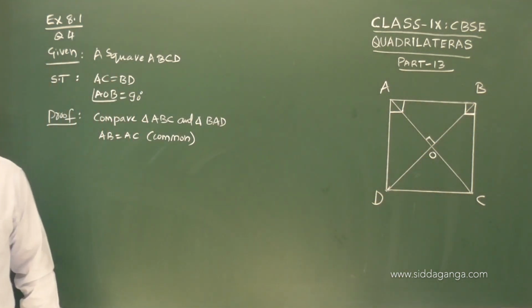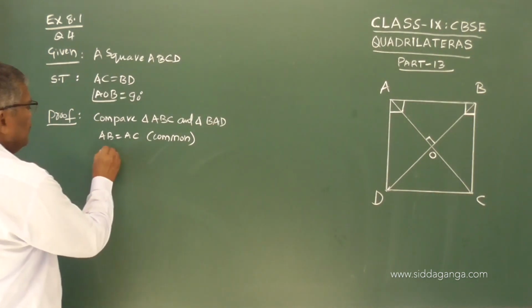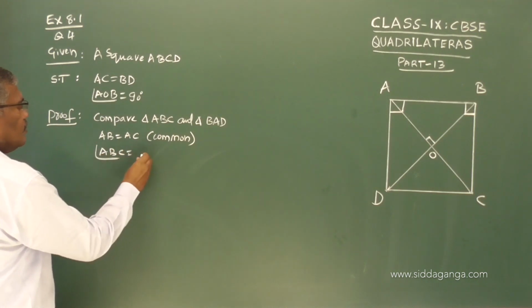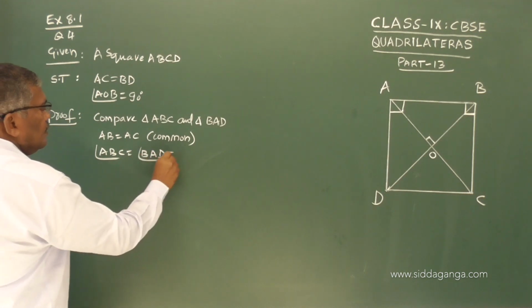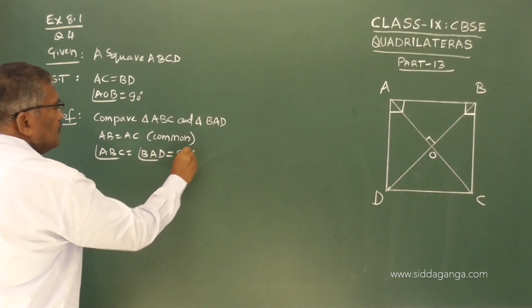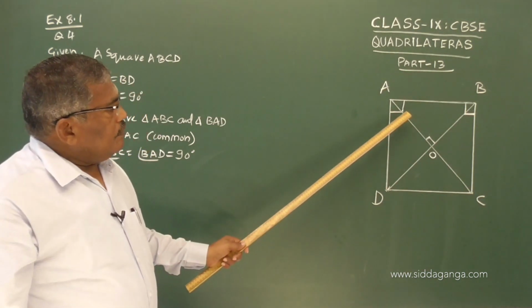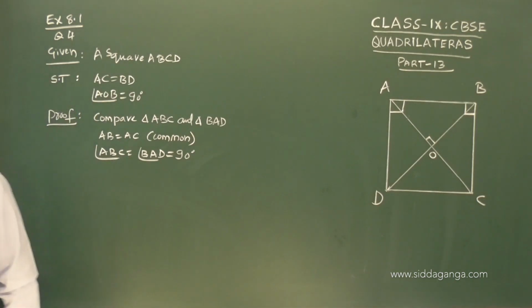So, therefore, we can say angle ABC equals angle BAD equals 90 degree. So, now these two angles are equal.